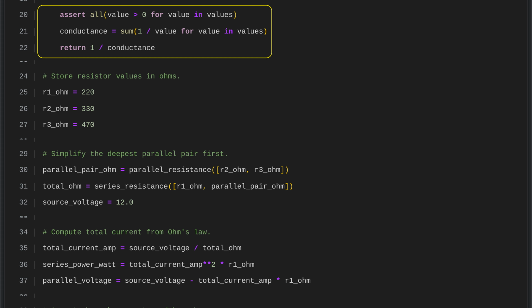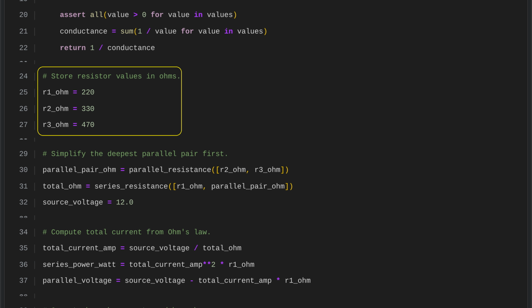It then adds the conductance of each resistor, where conductance is the inverse of resistance. Taking the inverse of that total conductance gives the equivalent resistance for the parallel network. 3 resistor values are defined for later circuit analysis. The first is 220 ohms, the second is 330 ohms, and the third is 470 ohms. These values will be used to calculate equivalent resistance and study how the circuit behaves.